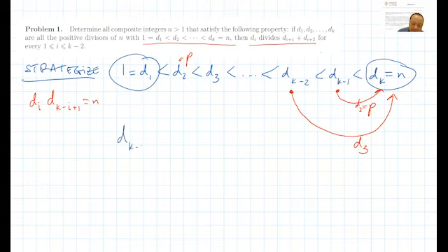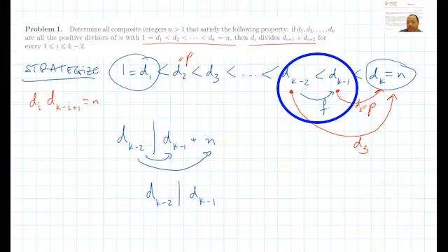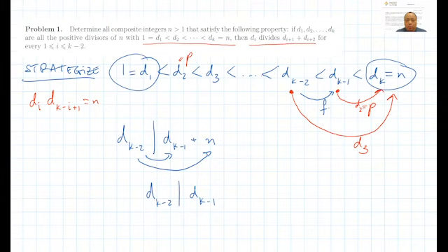So dk minus 2 must divide dk minus 1 plus dk, which is equal to n. And dk minus 2 already divides n. Therefore, it must also divide dk minus 1. So dk minus 2 must divide dk minus 1. That means there's some factor f that must multiply from dk minus 2 to dk minus 1. Well, once I get there, it feels weird. It's not quite wrong, but there's something not fitting correctly.